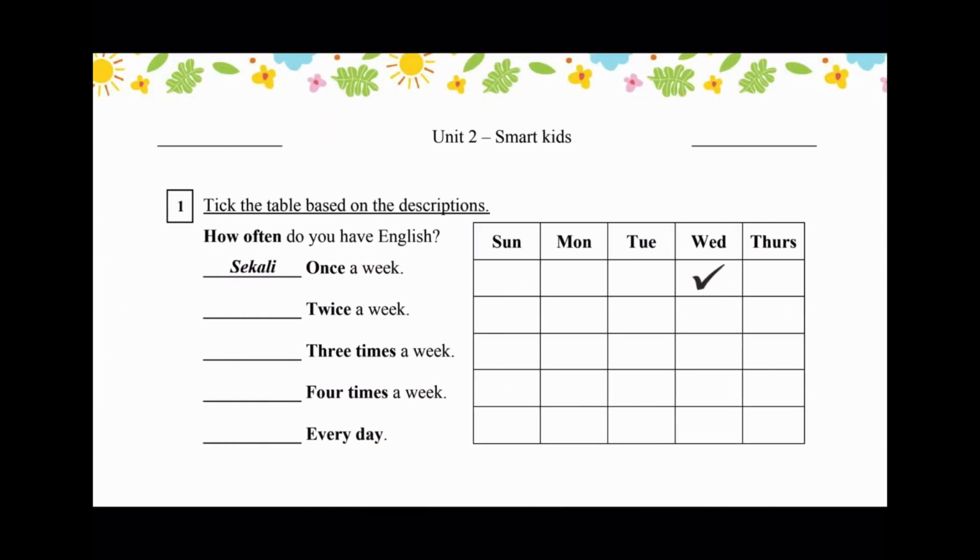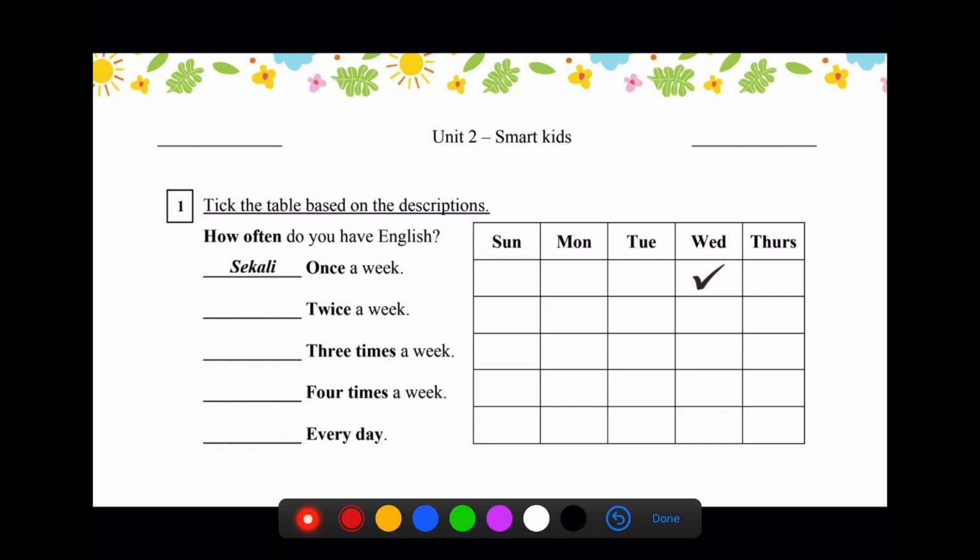Have you done it? Very good. You have to write the meaning in this blank, and you also have to tick in any columns that you like. Twice is 2 kali, 2 times. So tick in any column asalkan dia twice. Sama juga dengan yang lain.